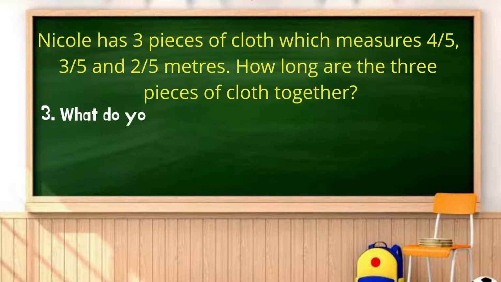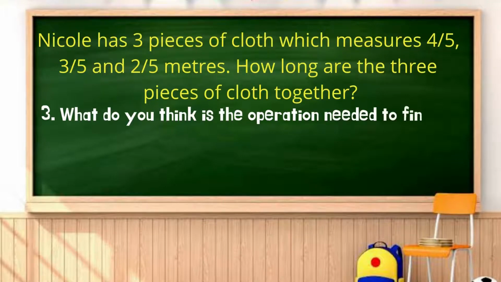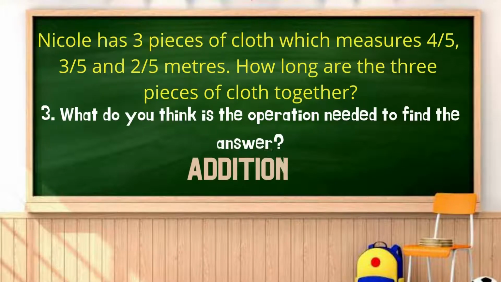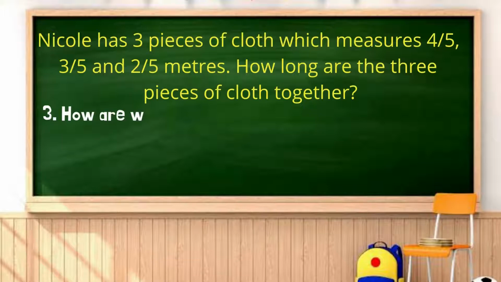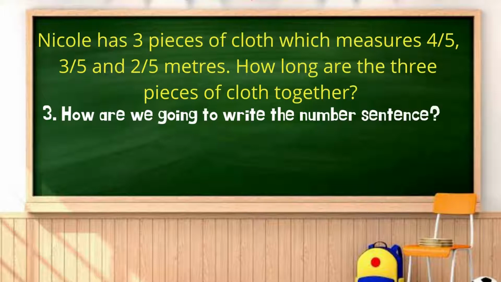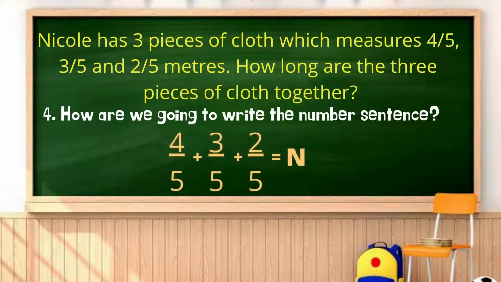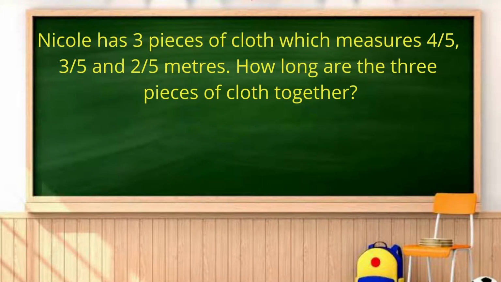Third question, what do you think is the operation needed to find the answer? Do you have an idea? Great! The operation to be used is addition. Number 4, how are we going to write the number sentence? Anybody? Very good. The number sentence is 4/5 plus 3/5 plus 2/5 is equal to n. And for number 5, how are we going to solve the problem?